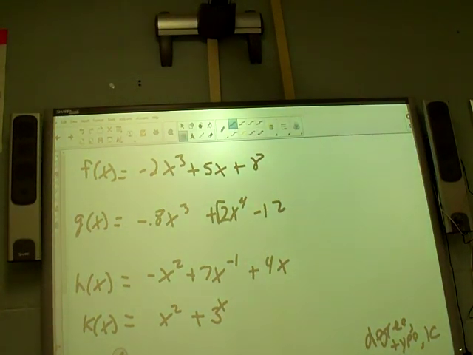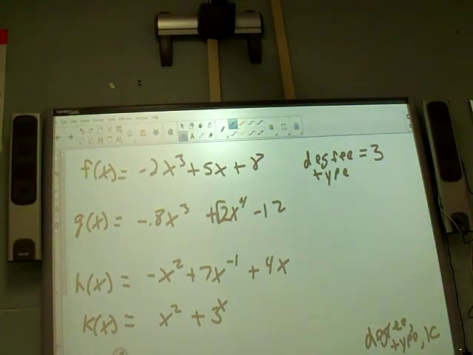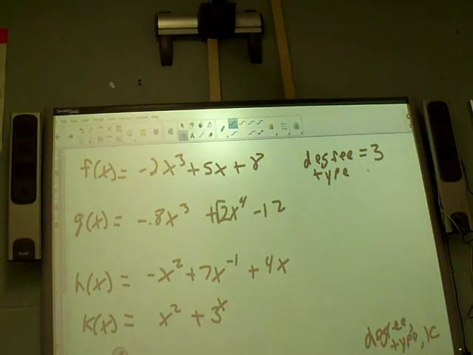Degree. Okay, what's the degree of that? 3. So our degree, remember that's your highest power, is 3. Okay. Type. It's a cubic, yeah. Monomial, binomial, trinomial. Okay, so I've got 1, 2, 3 terms. So my type is a trinomial.